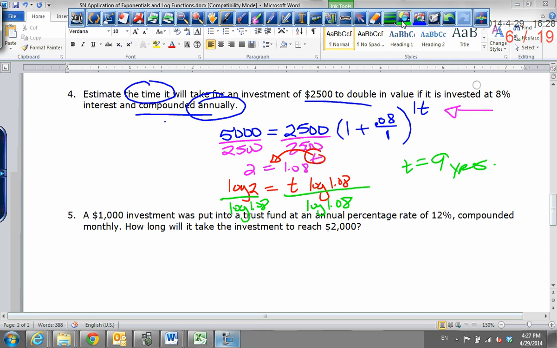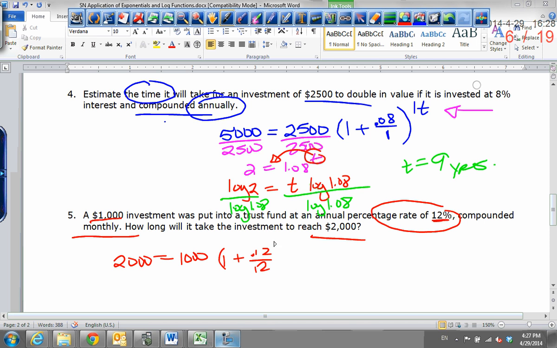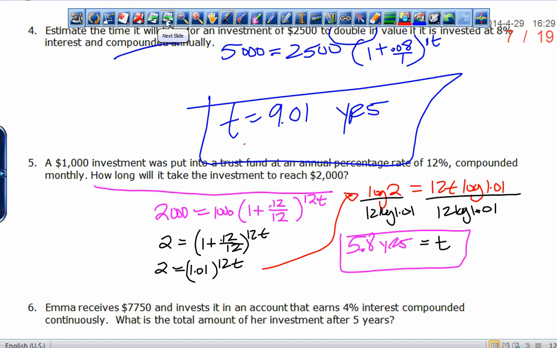So our time is around 9 years. Number 5 is going to work the exact same way. It wants to know how long something takes to get there. So if $1,000 is trying to get to 2,000, I'm working backwards. 2,000 equals 1,000 times, annual percentage rate, so that would be 12%. So 1 plus 0.12 over, it says compounded monthly, so 12, and then 12t up there. So same process, divide by 1,000, do this math, take the log of both sides. So when we do that, we get about 5.8 years. Gotta be sure you take the log of both sides.